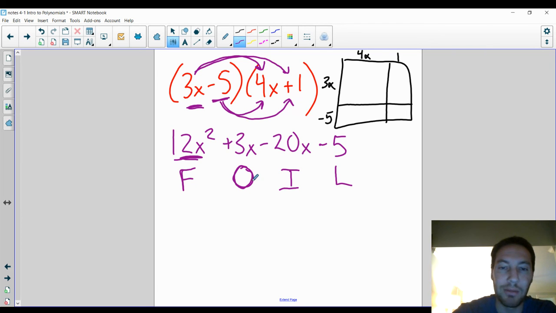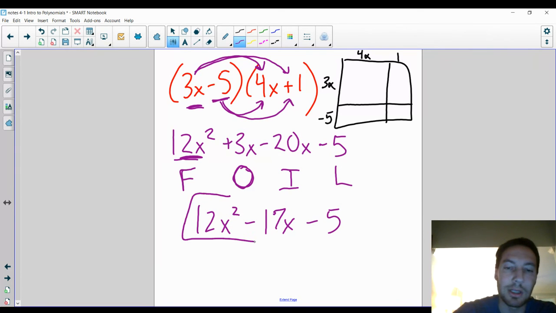Anyway, we're not done here. We actually have to combine the 3x and then minus 20x. So that turns into 12x squared minus 17x minus 5. There's our answer.